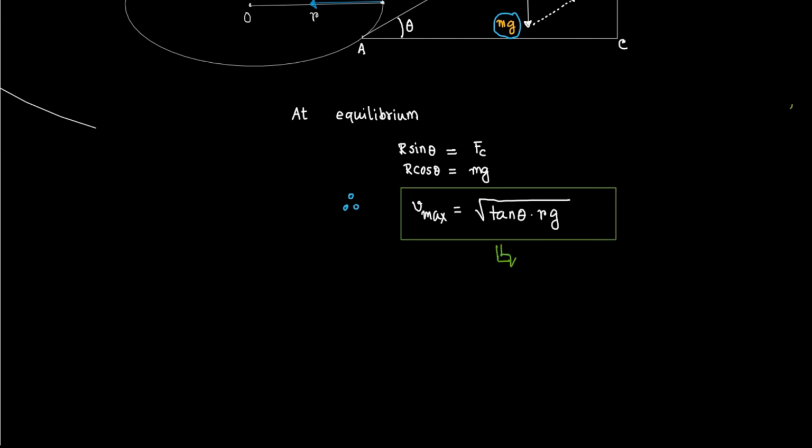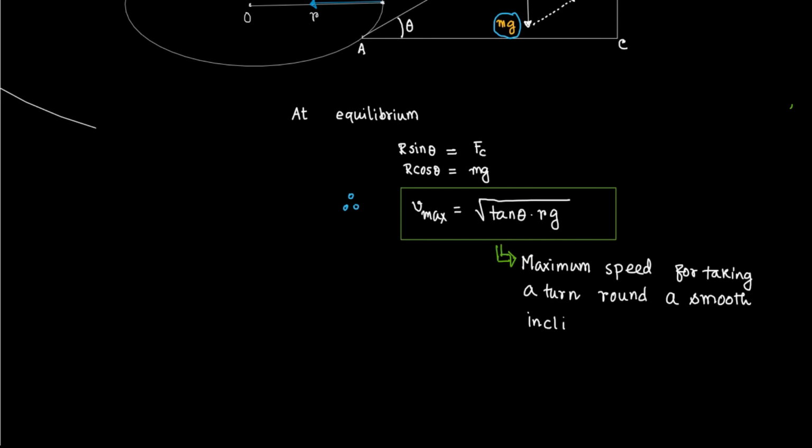Vmax equals root over tan theta Rg, which is the maximum speed, and here theta is the angle of banking. This is the maximum speed for taking a turn by a car round a smooth inclined road. Vmax equals root over tan theta Rg, where Fc equals m Vmax square by R.